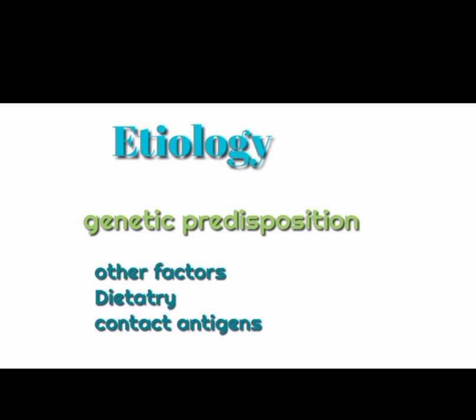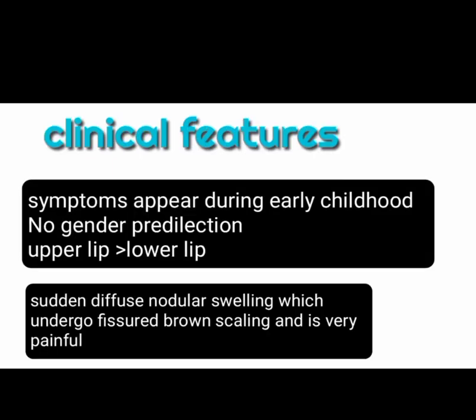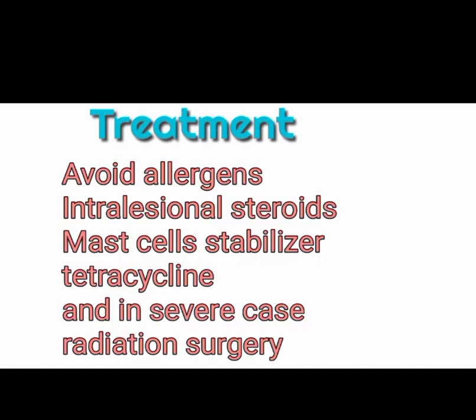Now etiology: genetic predisposition, and other factors like dietary and contact antigens. Now clinical features. Symptoms appear during early childhood, with no gender predilection, and the upper lip is more prone than the lower lip. There is a sudden diffuse nodular swelling which undergoes fissured brown scaling and is very painful.